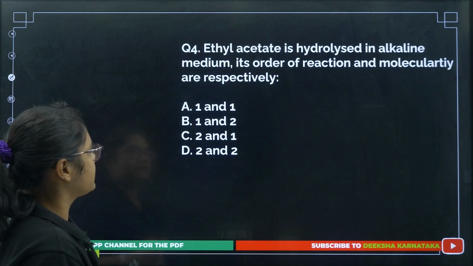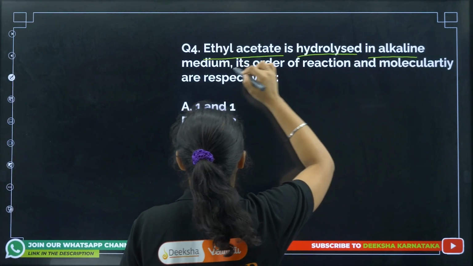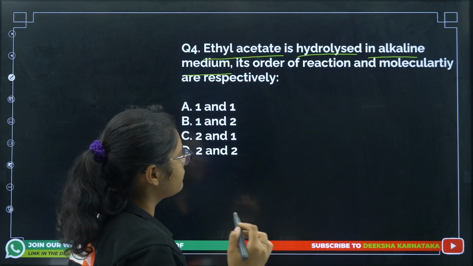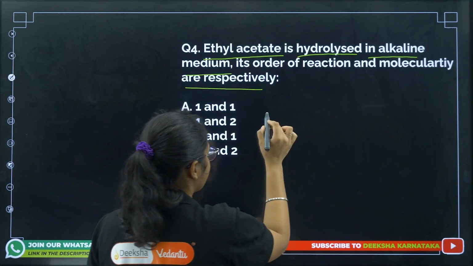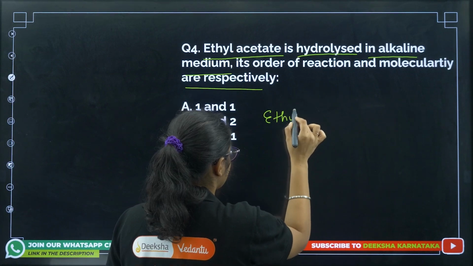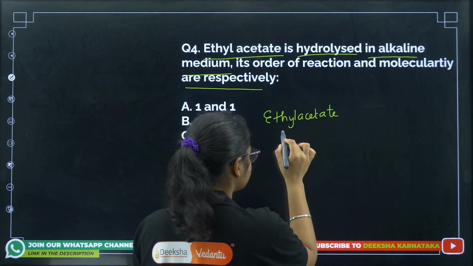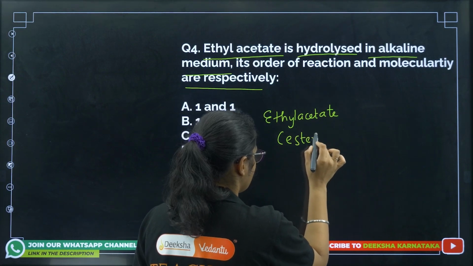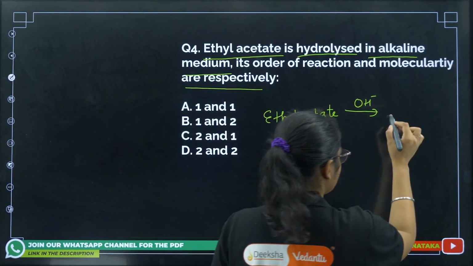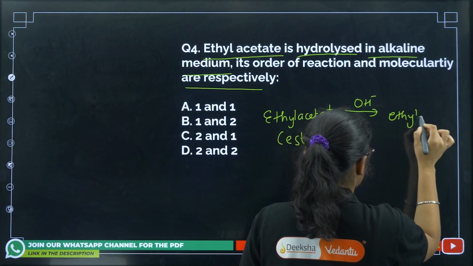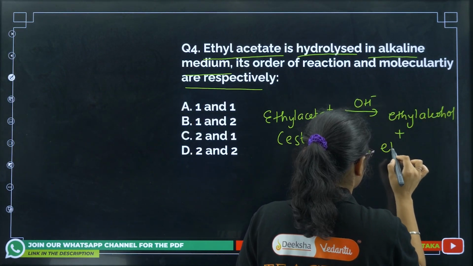Fine. Now coming to the next question, ethyl acetate is hydrolyzed in alkaline medium. Its order of the reaction and the molecularity are respectively. So if you take ethyl acetate, this is an ester. If you hydrolyze it in the basic, alkaline medium, what I will get is ethyl alcohol and ethanoic acid.